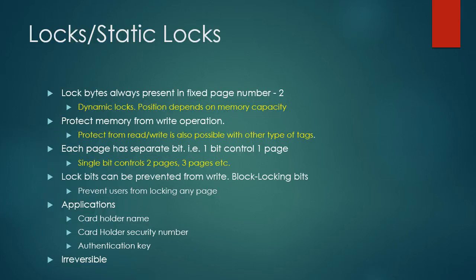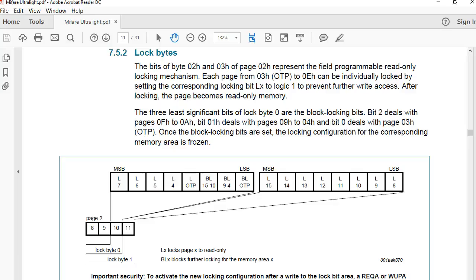I'm going to use a tag now. This is the documentation from MIFARE Ultralight. As you can see here, the lock bytes are present in page number 2, and these are the 2 bytes reserved for the lock bytes. They are called lock byte 0 and lock byte 1. These are the 8 bits of lock byte 0, and this bit controls page 7, this page 6, page 5, page 4, and this bit OTP. And these 3 bits are called the block locking bits. I'll come back to that later.